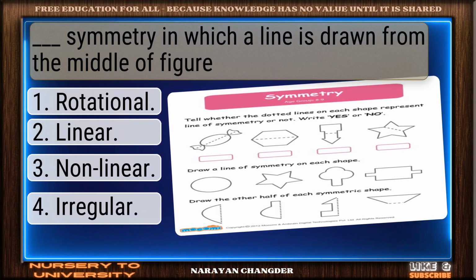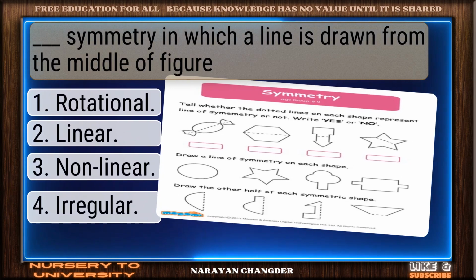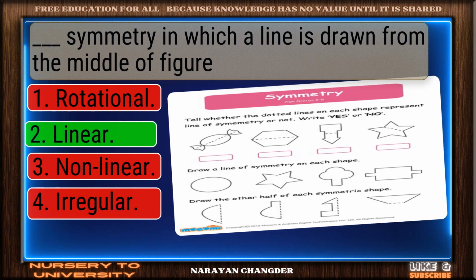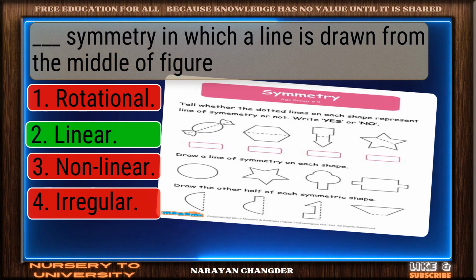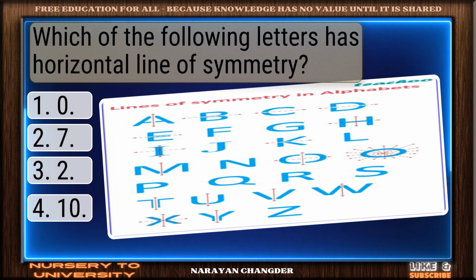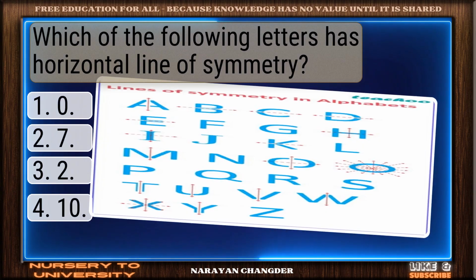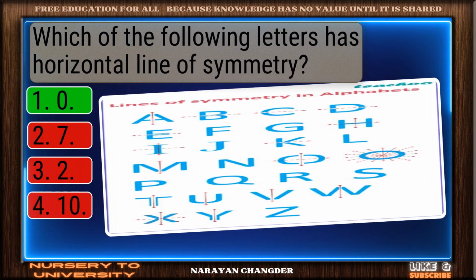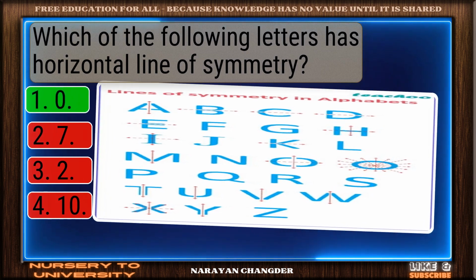Dash symmetry in which a line is drawn from the middle of figure. Good thinking. Linear is the right answer. Which of the following letters has horizontal line of symmetry? Excellent. Zo is a brilliant choice.